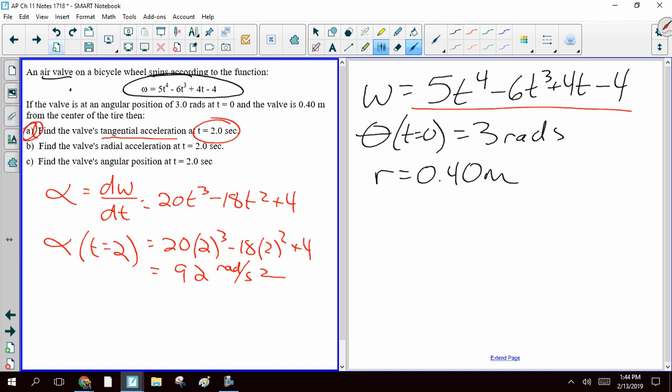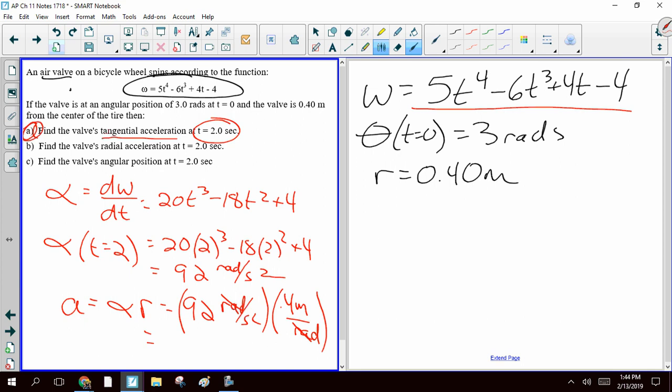Oh, cool. So let's see, but we're looking for the tangential acceleration, so I'm going to use a jumper. A is just alpha r, right? So 92 radians per second squared times our radius, which is 0.4 meters per radian. The radians do, in fact, cancel. You get 36.8 meters per second squared. So there you go. There's your tangential acceleration.